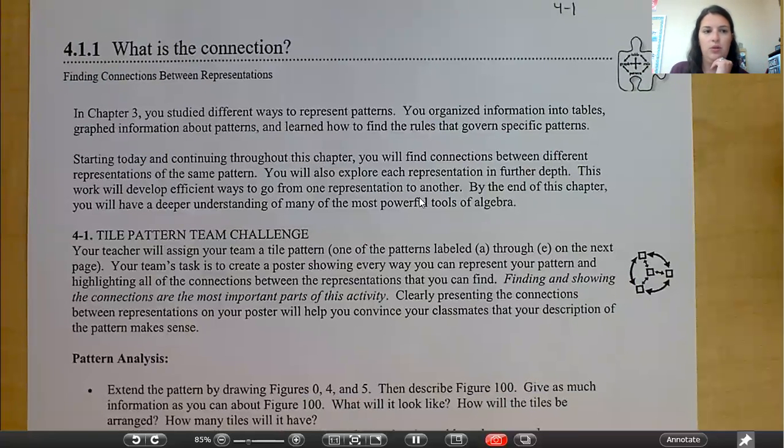Hi everyone, I am here with your lesson 4.1.1, What is the connection? Finding connections between representations. In chapter 3, you studied different ways to represent patterns. You organized information in tables, graphed information about patterns, and learned how to find the rules that govern specific patterns.